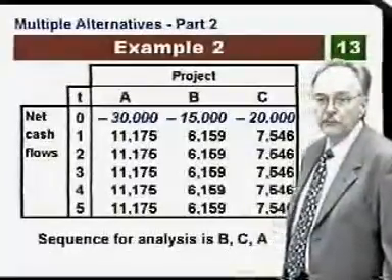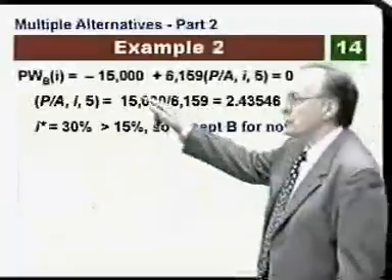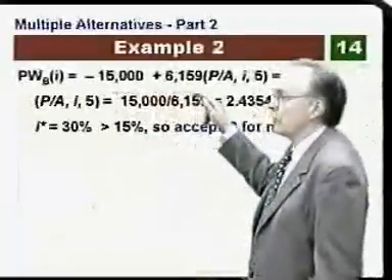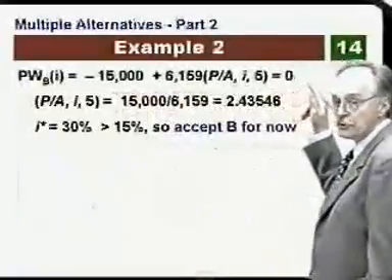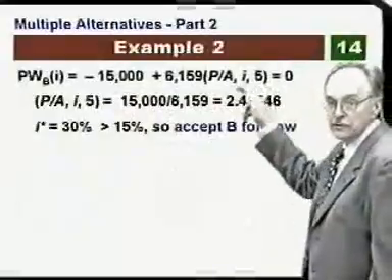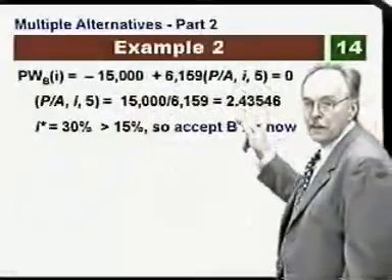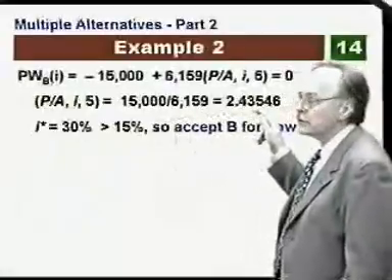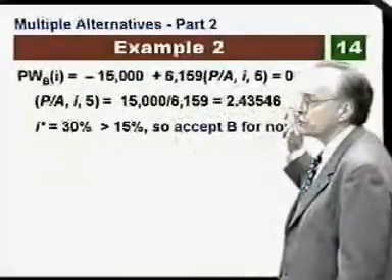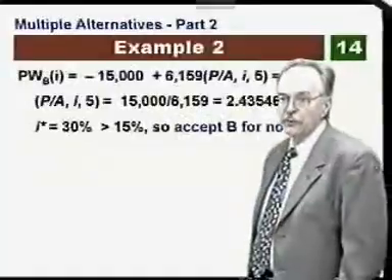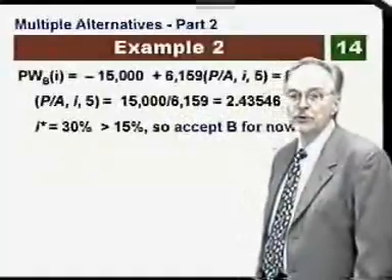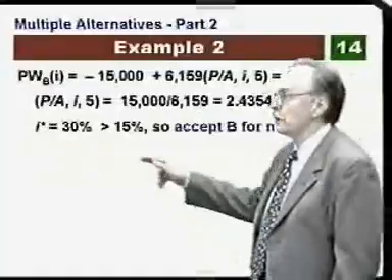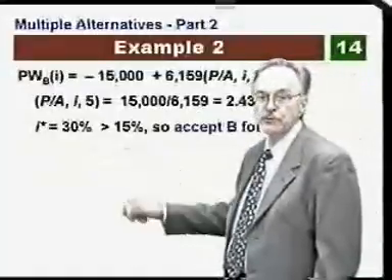So let's look at alternative B. Here's the expression for the present worth. We want to set that expression equal to 0. This is a series present worth factor. And we isolate that, and we get the present worth factor for 5 periods at 2.43546. Using a table lookup procedure, or maybe a calculator or a spreadsheet, we find that the internal rate of return, or the solving rate, is 30%.